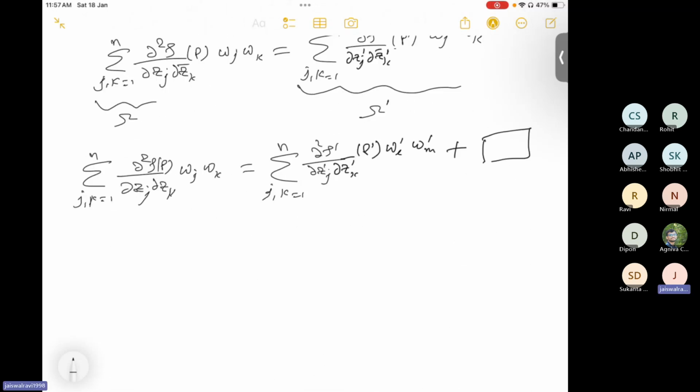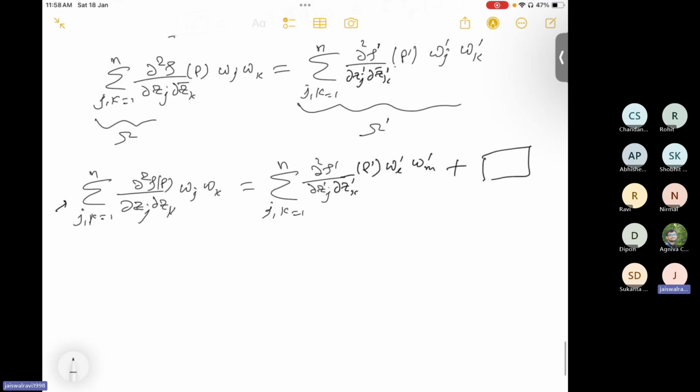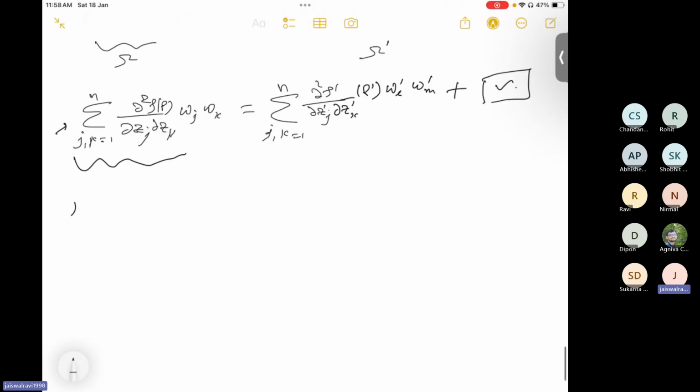If you compute this second term, then you will get some extra term here. That means this term is not good in our case. And so that's why Levi considered this expression, which is called the Levi form. So now we are in a position to define the pseudo-convex domain. Let's just quickly define it.